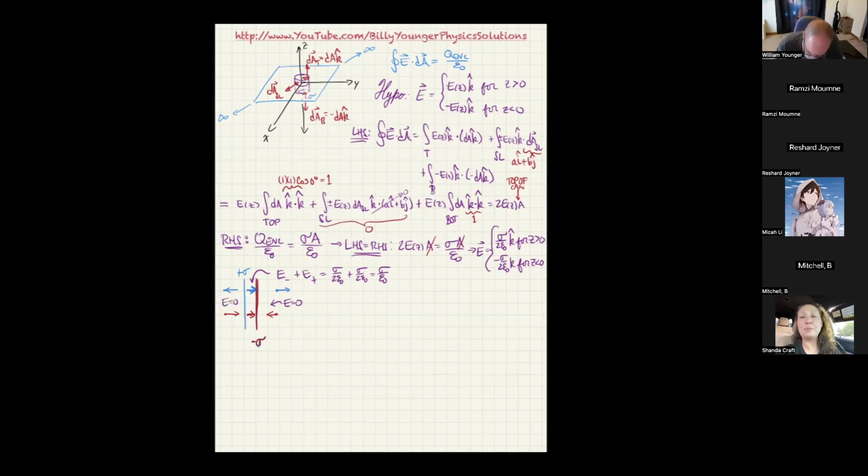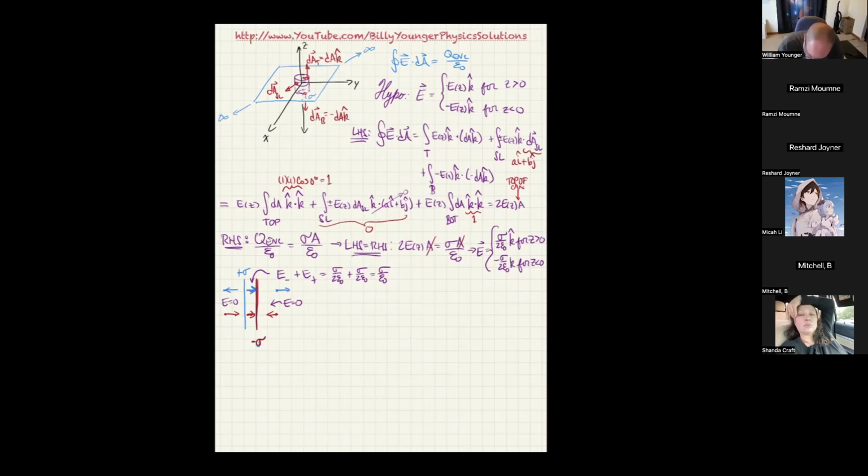Now, we've got the electric field between the plates. It's sigma over 2 epsilon naught. And now we want to calculate the voltage from one plate to the other. So what I'm going to do is imagine integrating.